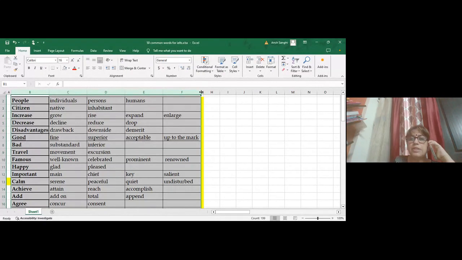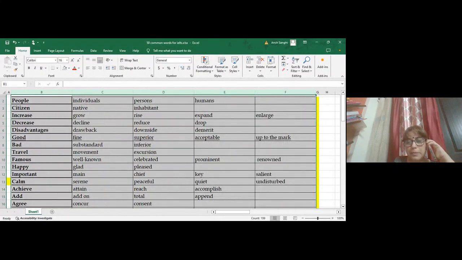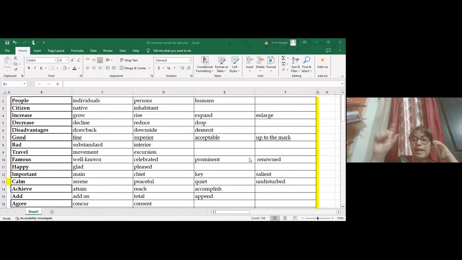As far as you know, what is the writing section? There is academic writing and then there is essay writing, right? So these words are mainly for essay writing.